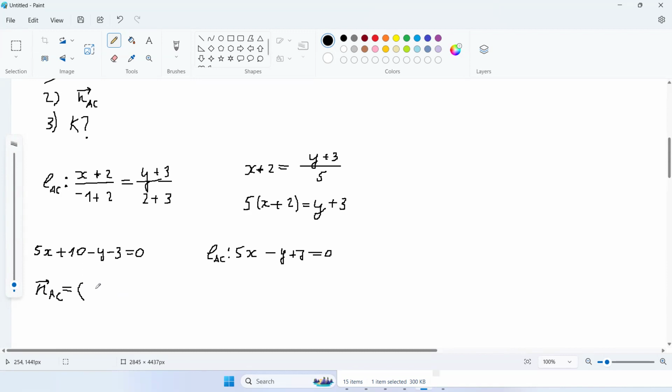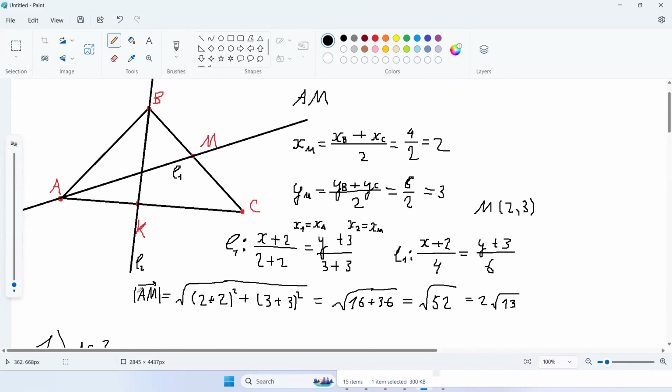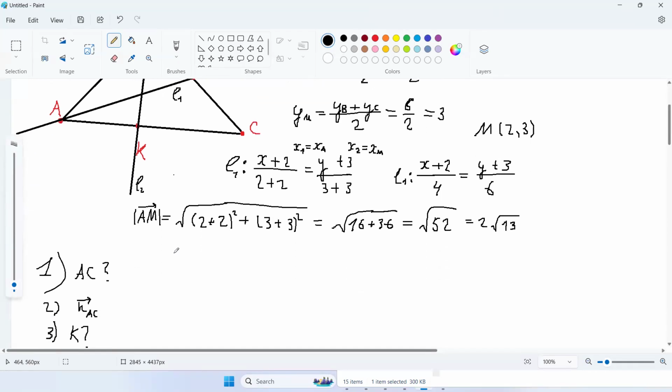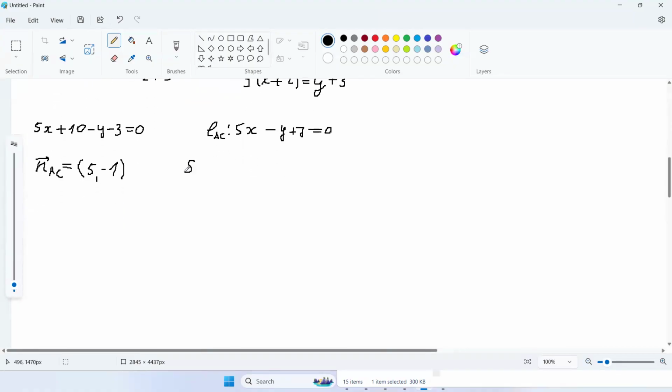Five and minus 1. Yeah, 5 minus 1. Okay, so now we have everything to write the equation of L2. By the way, if we have the normal vector of AC, then we know the direction vector of BK.